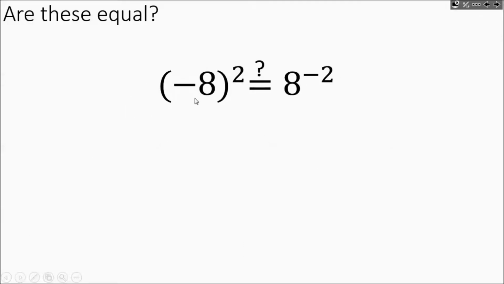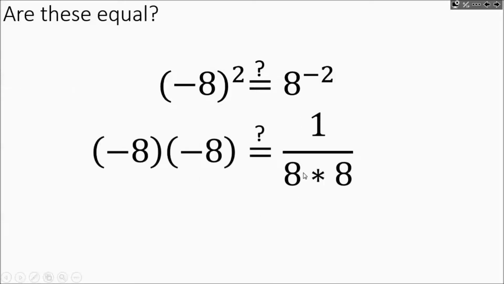We have negative 8 in parentheses as the base to the power of 2. Then we have 8 to the power of negative 2. I went over this in a lesson previously, but a lot of kids forget about this. This is going to come out to a positive 64. Negative 8 times negative 8 makes a positive. Over here, this negative sign means that this number is going to be very small. It's going to be 1 over 8 times 8.